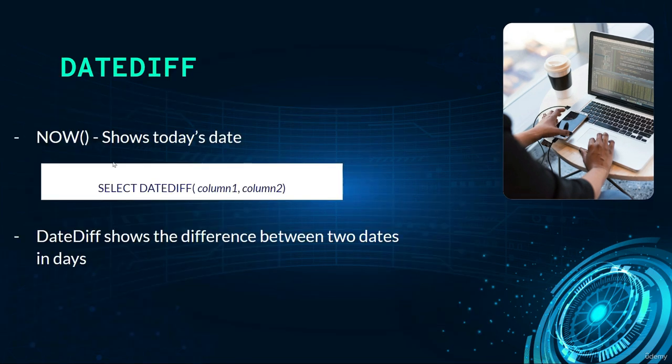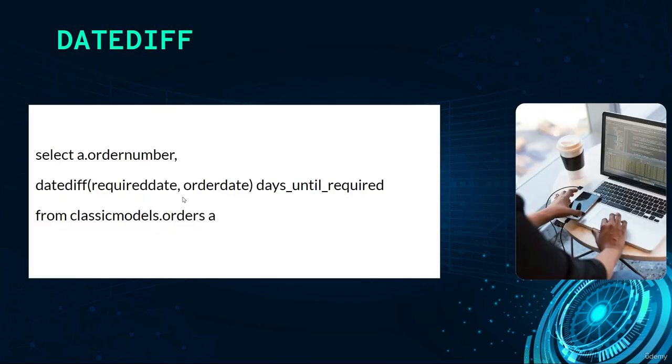So if we wanted to show today's date, we just type now, open and close brackets. But I want to cover dateDiff. It's another commonly used function that I would use quite often. And the syntax is just dateDiff, open brackets, and then the two columns, they both have to be date columns that you want to show the difference in days between. So let's look at an example here. So here we are calculating the days between the order date and the required date. So let's run this in MySQL Workbench.